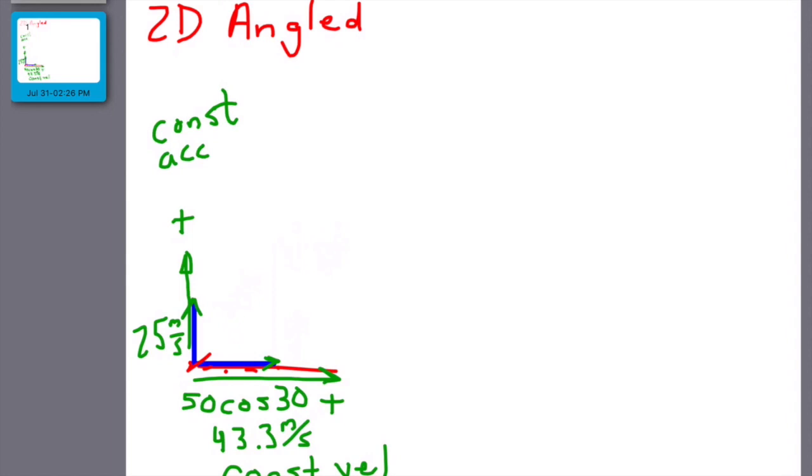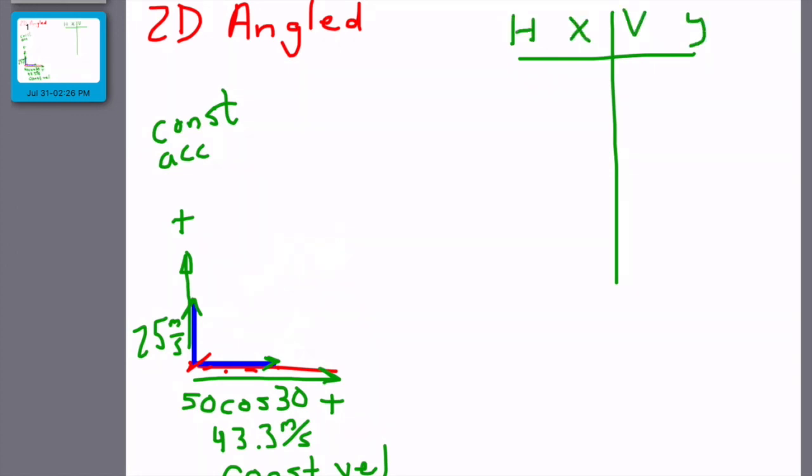What I like to do, and I didn't do it in the last one because I really wanted to show you that you can write things in different parts of the paper, is have horizontal or X and vertical or Y. You could either do H and V, or you could do X and Y. I don't care. You don't have to do it this way at all. You can just write separate equations. But what's very, very important is to never let the horizontal and vertical variables cross-contaminate, because that'll cause you so much trouble.